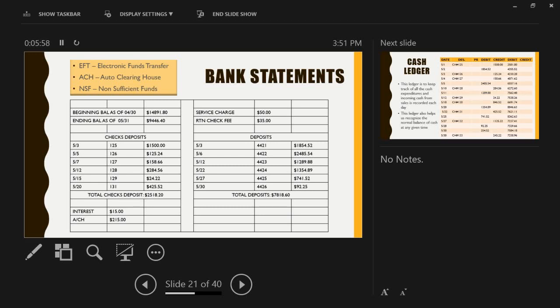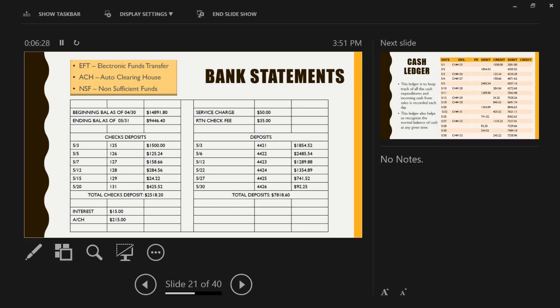So they're going to charge you a fee right there. Obviously not all the fees apply to every single bank, but this is just a typical one that we normally see. And then at the bottom is going to be interest, and ACH is also known as automated clearinghouse. So if you have a savings account, usually they'll increase your interest for that, so you earn it.